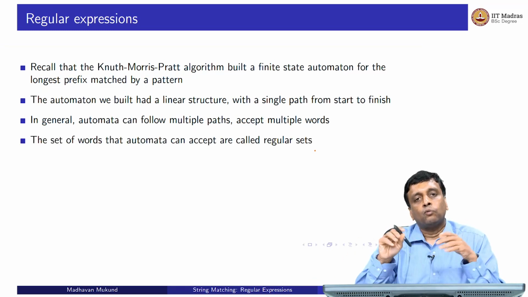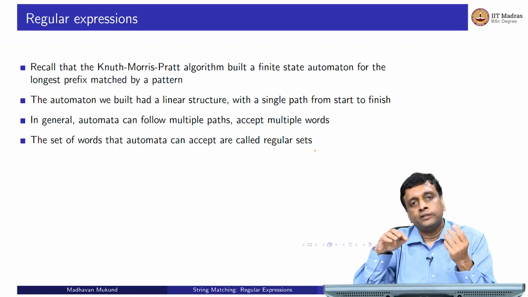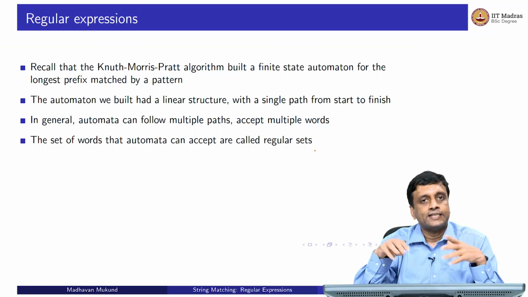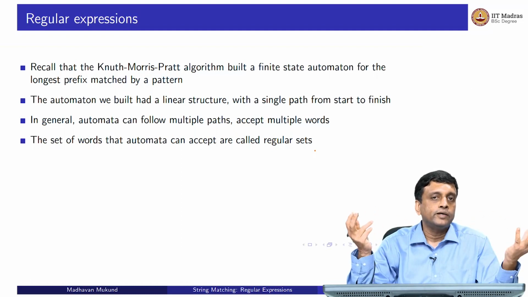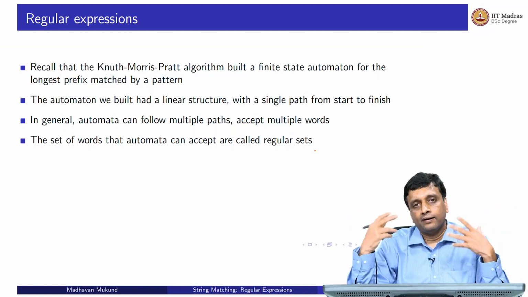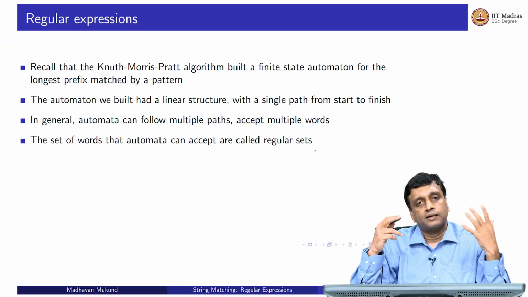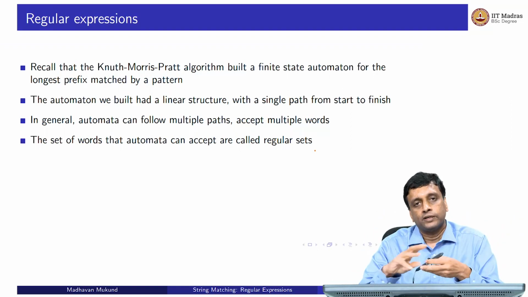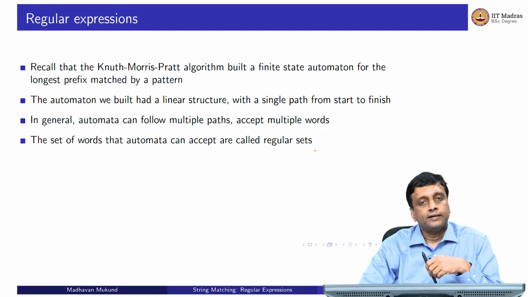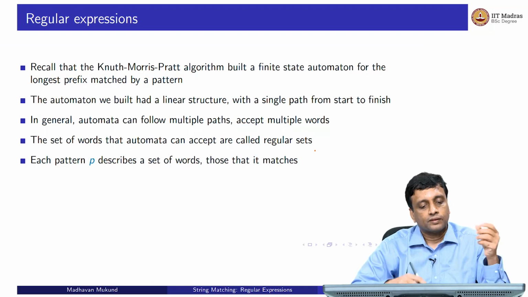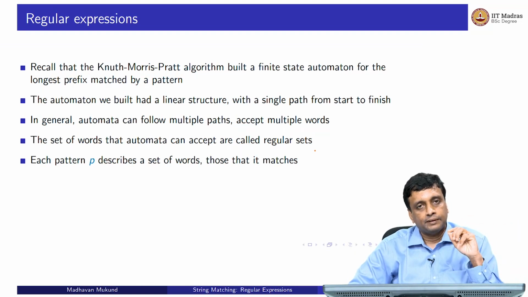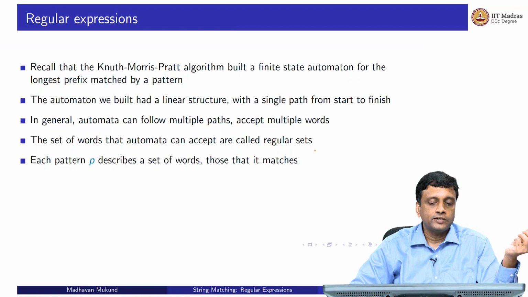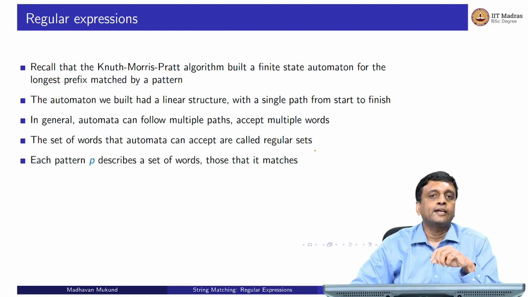So each automaton now, instead of accepting one word, can accept a set of words. So what are these sets of words? Well, they can be formally described mathematically as a particular type of set called a regular set. Okay? And the reason that we are looking at these patterns is that patterns also describe sets of words. Right? So each pattern matches a set of words. So with each pattern I can associate a set.